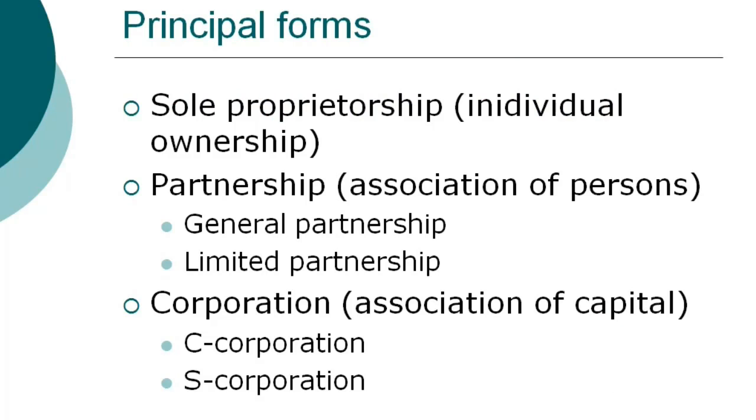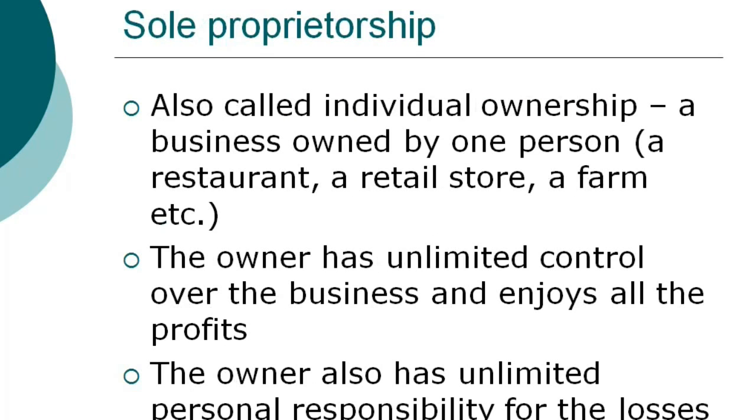There are three types of organizations: sole proprietorship, partnership, and corporations, and companies are further divided into various parts. Sole proprietor is individual ownership. Partnership is an association of persons. It could be divided into two, general and limited. Corporation is an association of capital, that is, C corporation and S corporation.